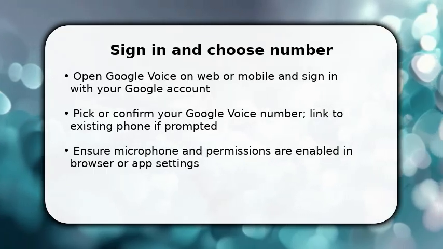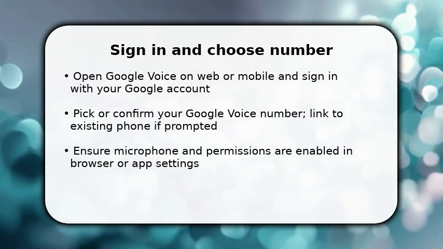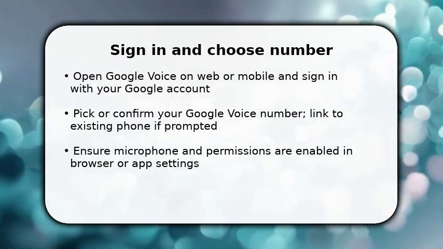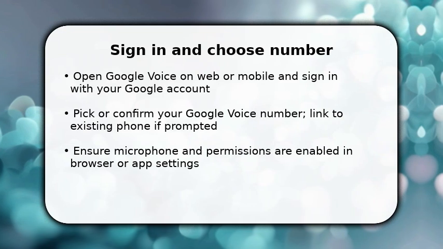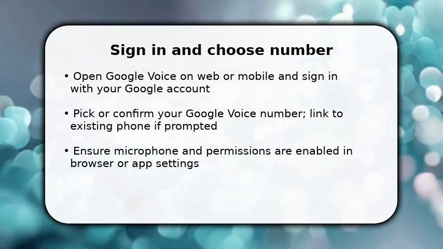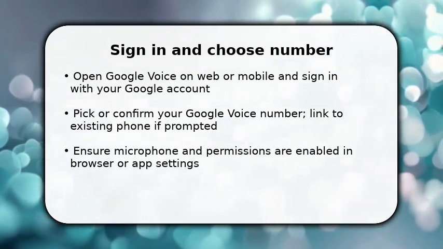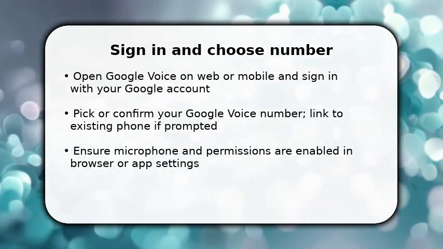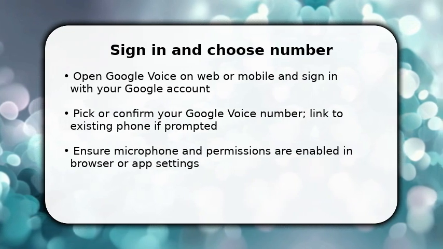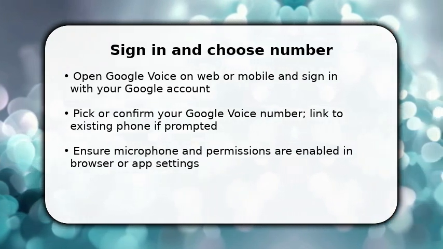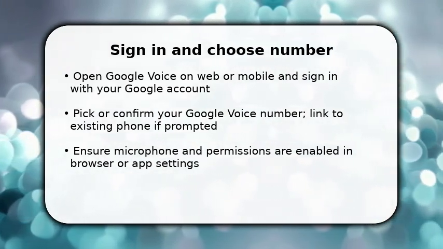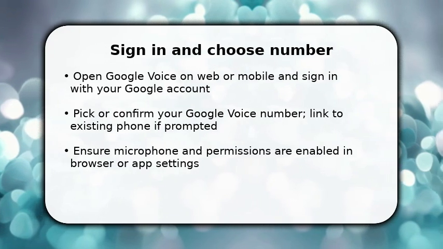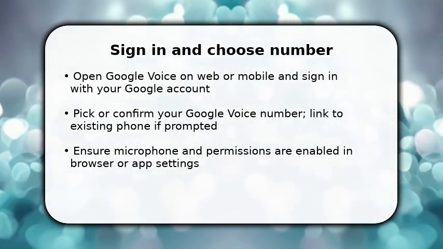You start by opening Google Voice and signing in with the Google account you'll use for calls. Once signed in, choose or confirm the Google Voice number to place calls from. This is important because it controls caller ID. Make sure your device's microphone and call permissions are granted in the app or browser settings so audio works. If you plan to use a linked phone, attach it now. These steps set up identity and audio so calls connect reliably.